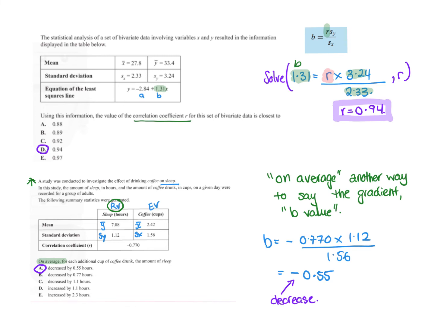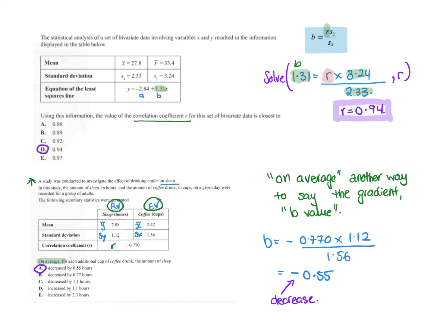And then coffee, the amount of coffee is the EV. And then once I do that, I write next to it, if it's RV, then this mean must be the Y mean, and the coffee must be the X mean. And I've popped that in, and there's the R down there.